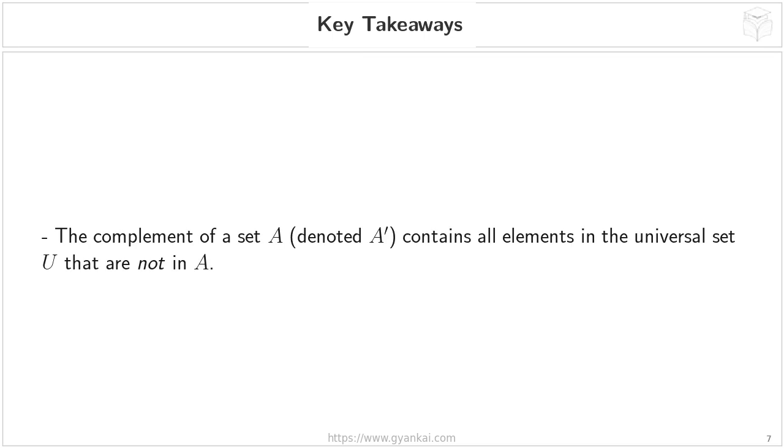Key takeaways. Firstly, remember that the complement of a set, which we denote as A prime, where A is just the name of our set, contains all the elements that are found within our universal set, U, but are not present in set A. So, if we have a universal set defining everything we're considering, and a specific set, A, within it, the complement is everything outside of A, but still inside our overall boundaries.